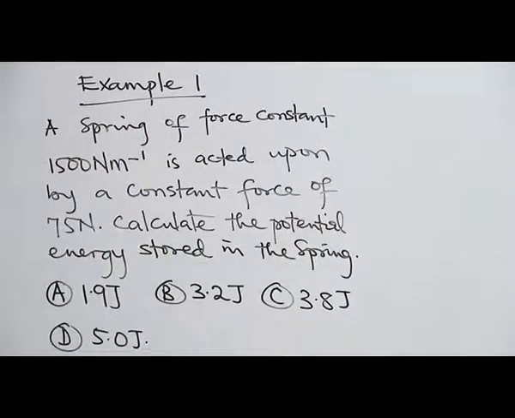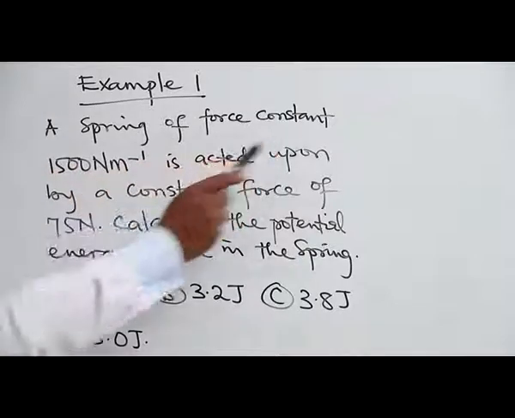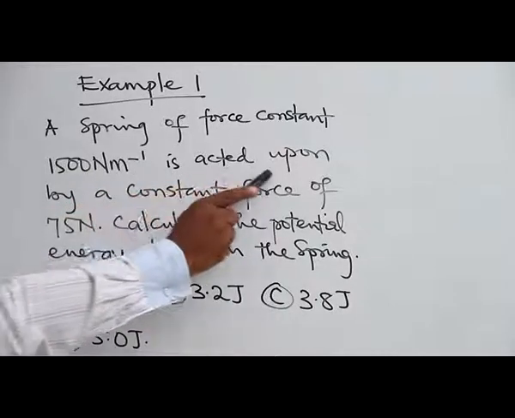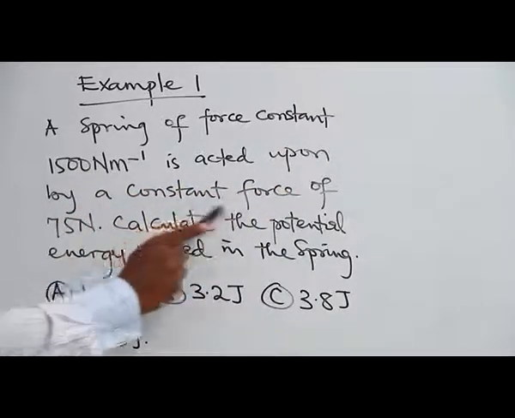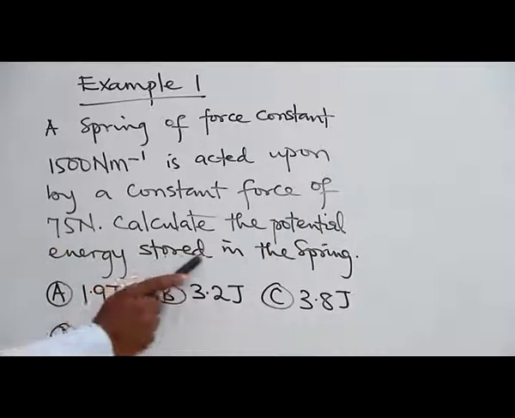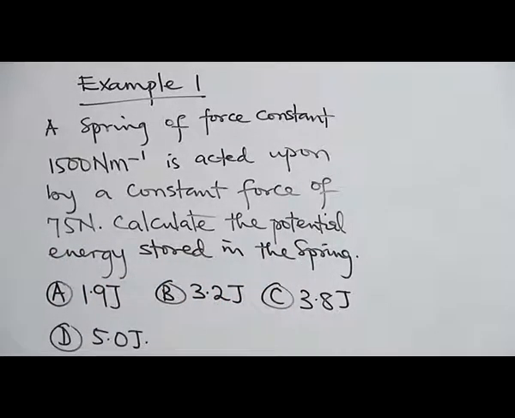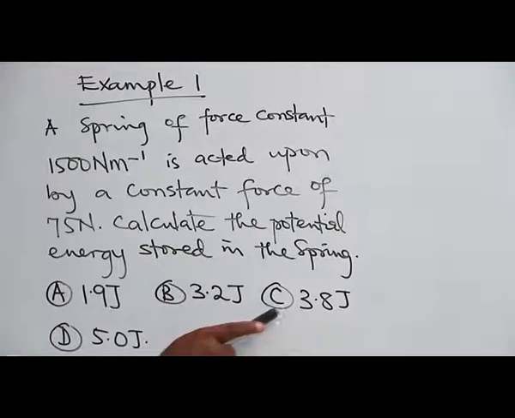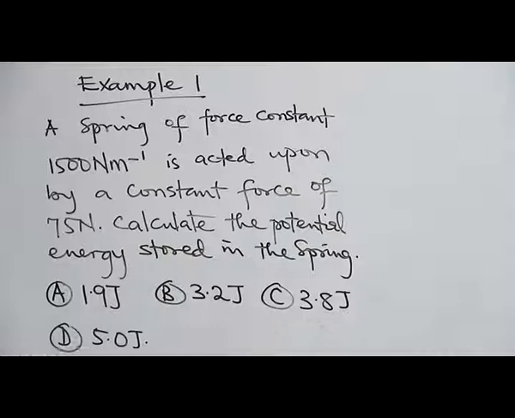Example 1. A spring of force constant 1500 Newton per meter is acted upon by a constant force of 75 Newton. Calculate the potential energy stored in the spring. Option A, 1.9 joules, B, 3.2 joules, C, 3.8 joules, and D, 5.0 joules. The solution to this problem is as follows.